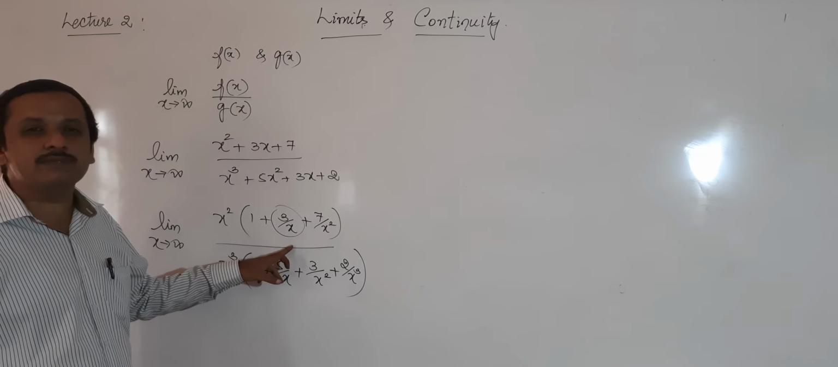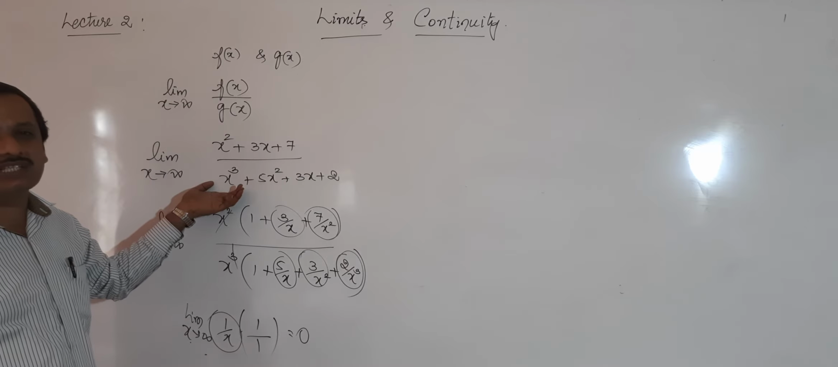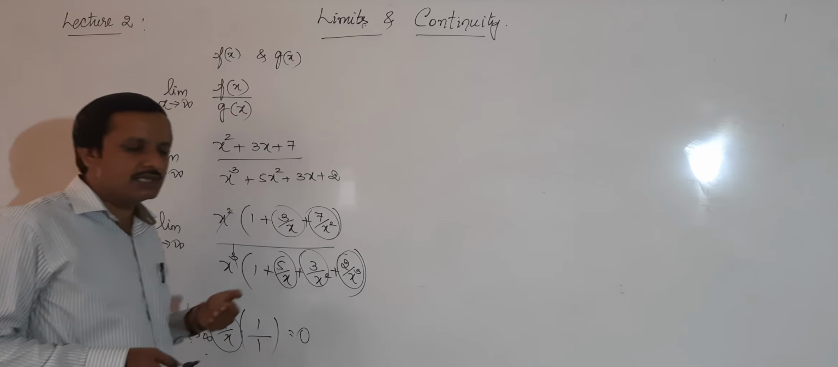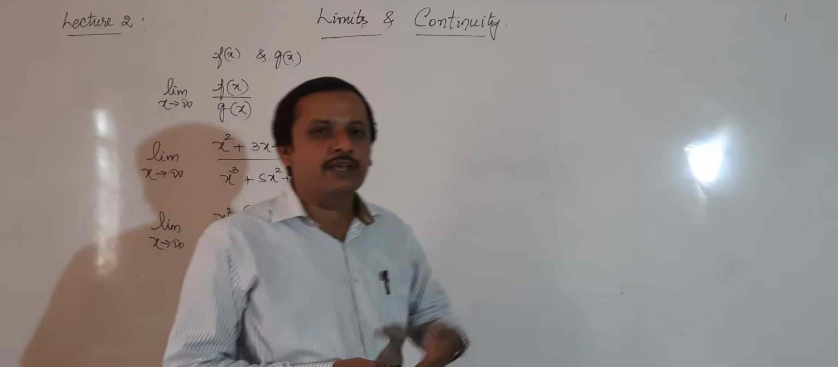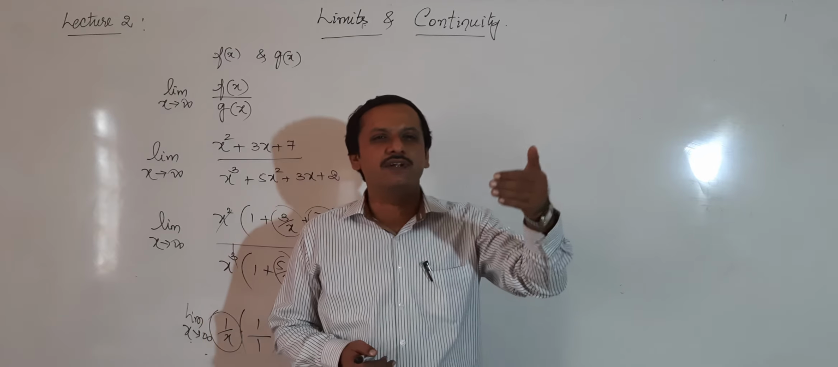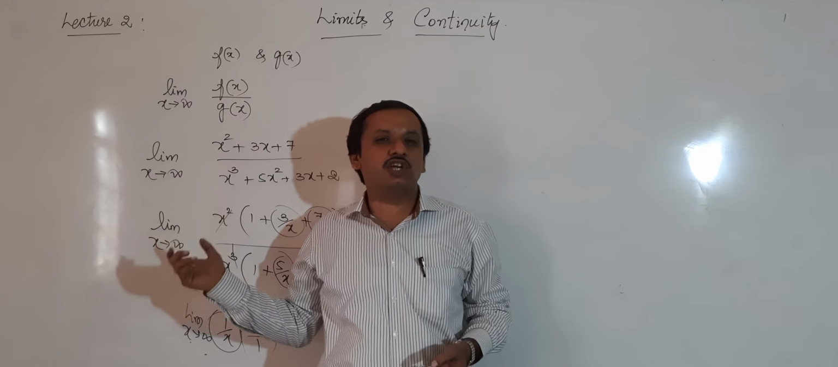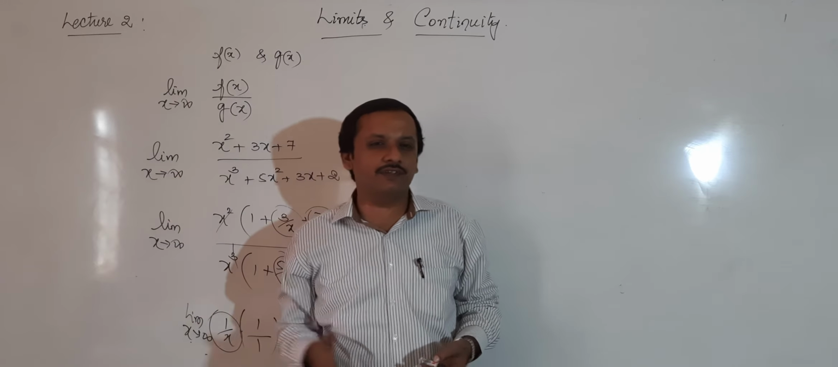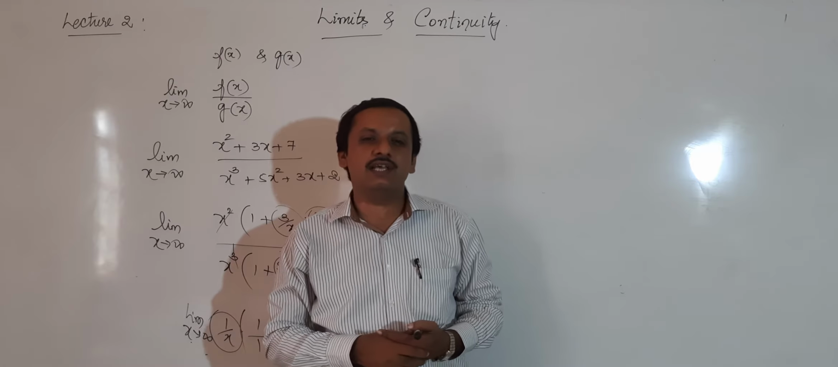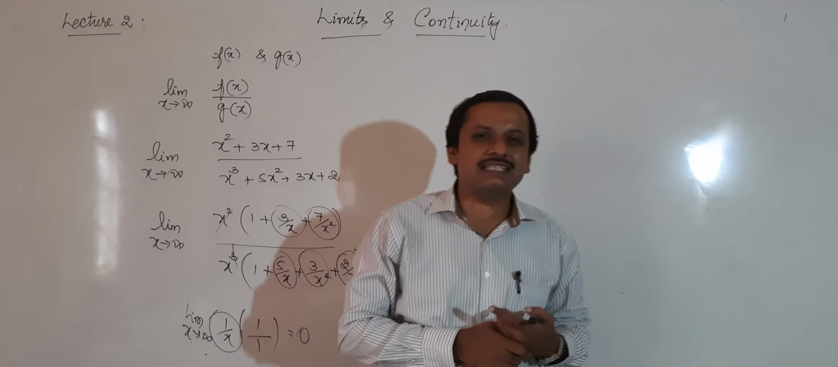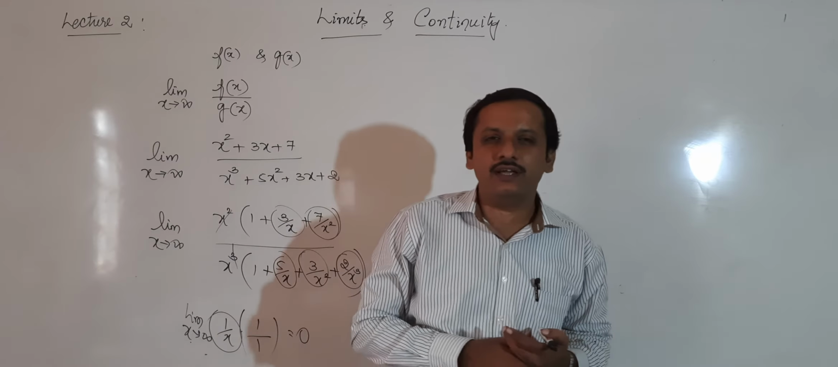Right? Therefore, the value of this limit is equal to 0. Okay? So from this what we observe is that if the degree of the denominator is larger, both are polynomials, and we have a limit as x tends to infinity of f of x by g of x, both f and g are polynomials, and the degree of g of x is greater than the degree of f of x. That is, the degree of the denominator is larger than the degree of the numerator.